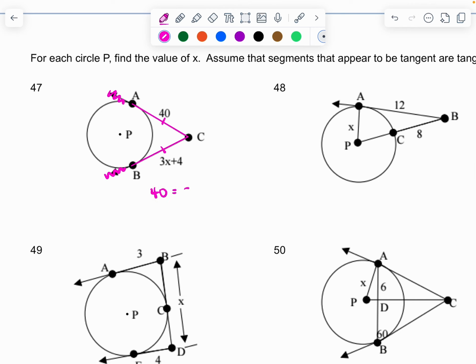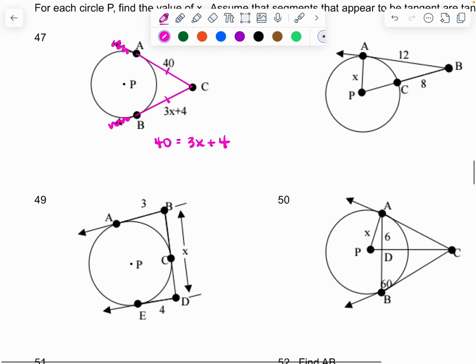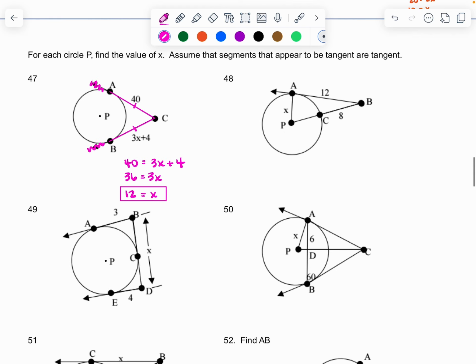So all you have to do is set those equal to each other. So 40 equals 3x plus 4. So just subtract your 4, and you're going to get 12. And again, these are so easy to check just by plugging them back in if you want to.